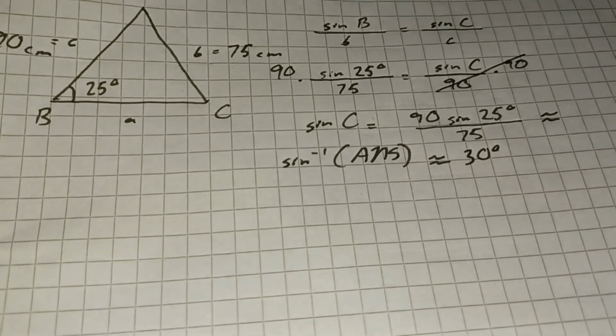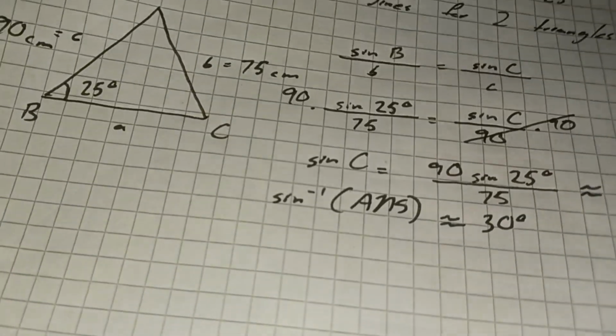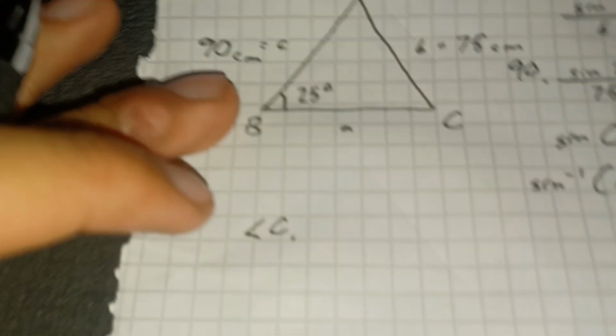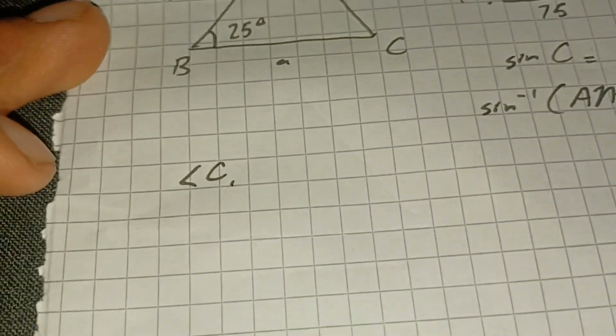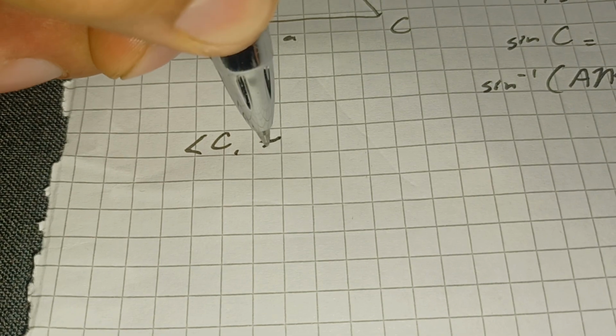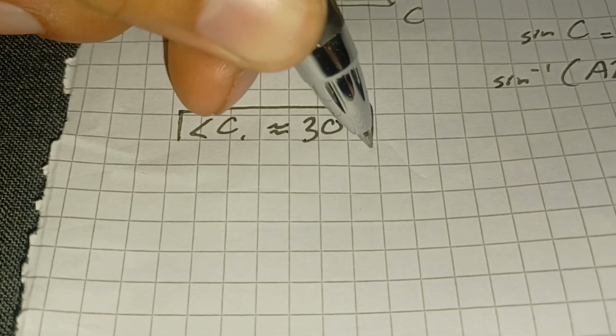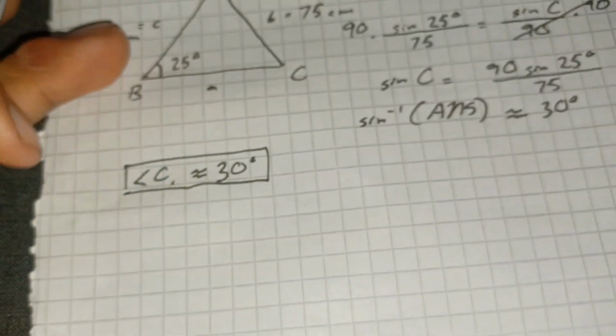So that is going to be basically angle C. So let's just write it here. Angle C1, because there's going to be another angle, and another triangle, and we'll see in just a bit. Angle C1 is roughly equal to 30 degrees. So that's one of your answers. Let's go ahead and box that.